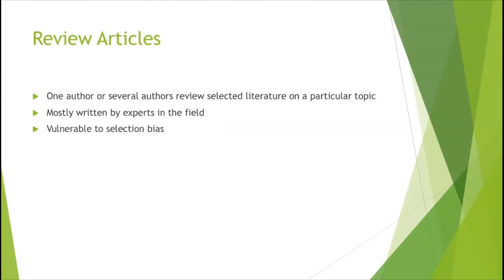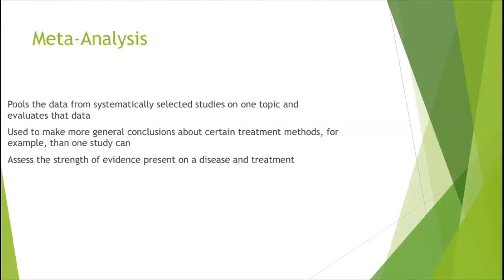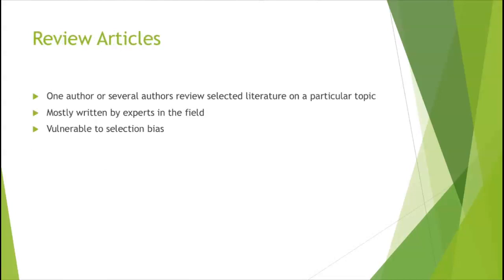The next 3 genres, review articles, meta-analyses, and systematic reviews, really kind of go a little bit hand in hand. So let me focus on the review articles. The review article is usually an article that's written by one or several authors who review selected literature on a particular topic. So you won't find a methods and results section in this article, but you will find some sort of introduction and a discussion that's really lengthy because authors will usually go into some lengthy discussions about the different articles they're reviewing on a particular topic.